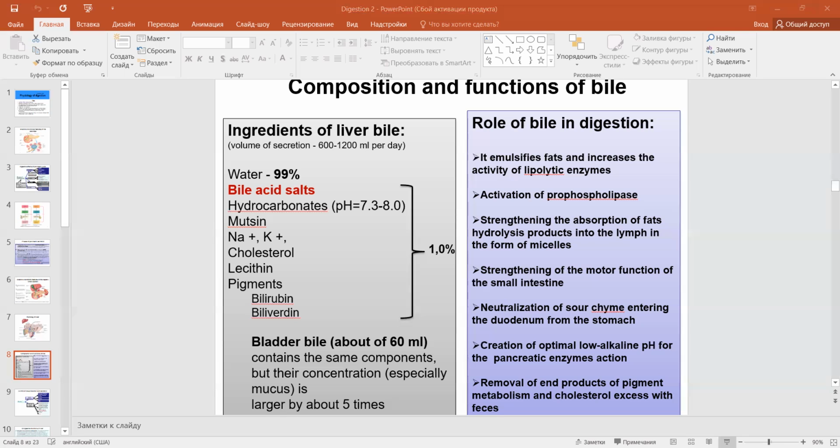Ghrelin, this is the most powerful humoral stimulator of hunger. It is secreted by the endocrine cells of the gastric glands in the empty stomach and stimulates the orexigenic neurons and suppresses anorexigenic neurons, increasing appetite and eating. Especially a lot of it is secreted during fasting and weight loss.